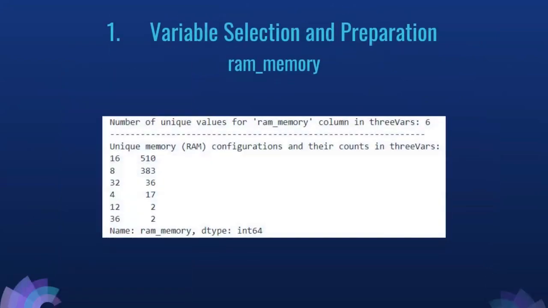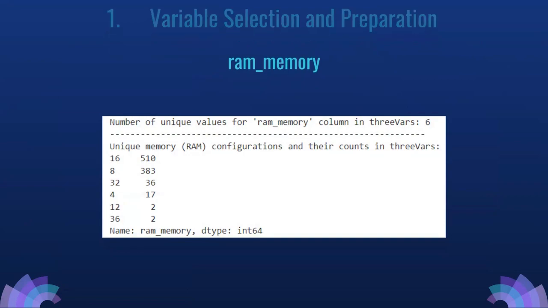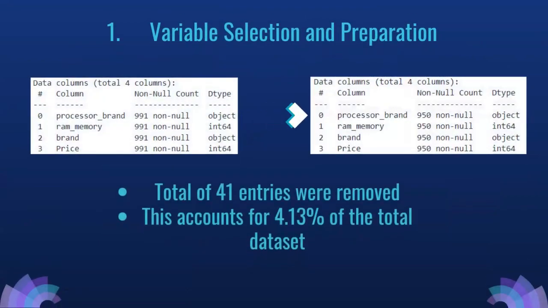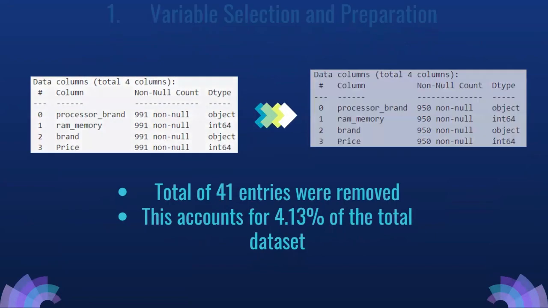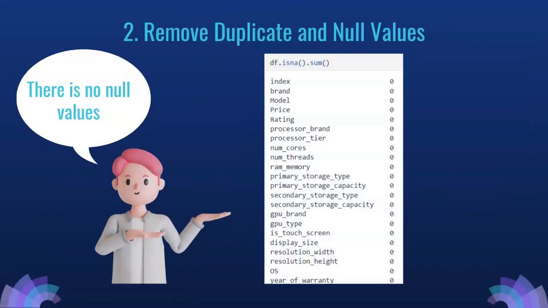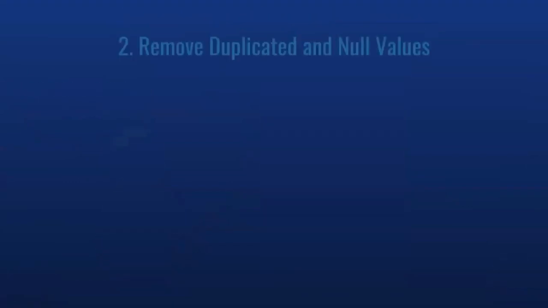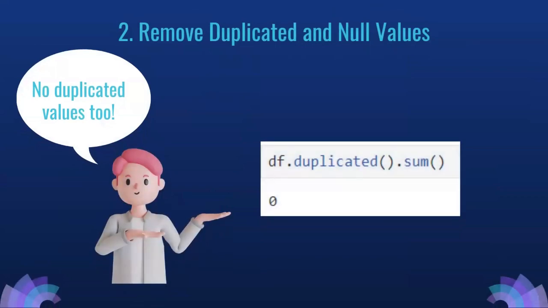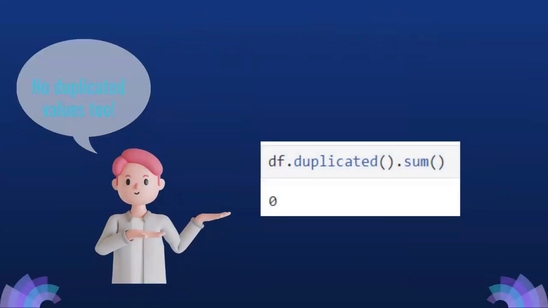For RAM memory, removing unique RAM configurations with low counts can distort the dataset's representation and adversely affect modeling, so we chose not to remove them. In total, we have removed 41 entries, which account for 4.13% of the whole dataset, and this is still manageable. Next, we remove duplicate and null values, but as you can see, there are no null values here. There are no duplicate values as well, so we did not have to remove any more entries.